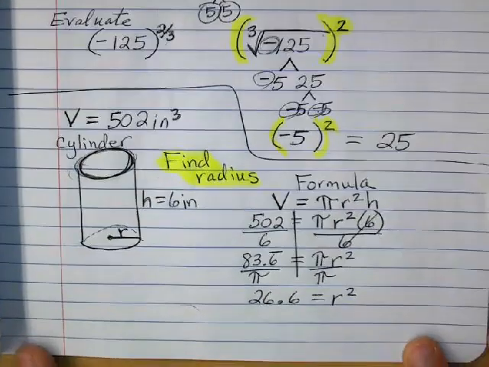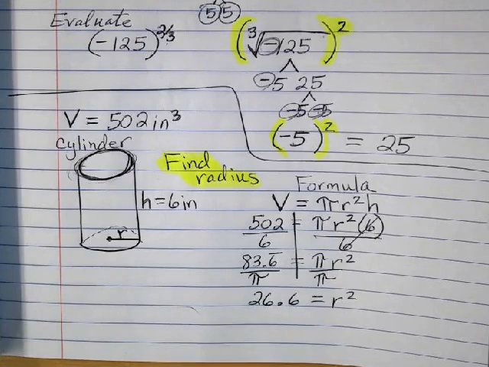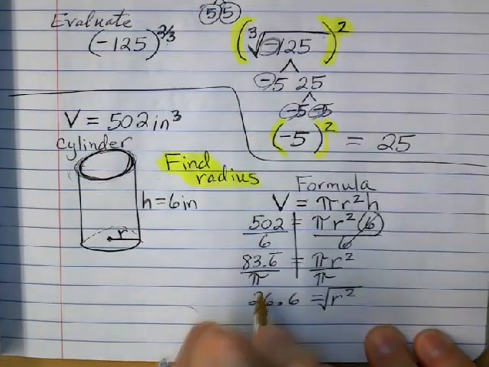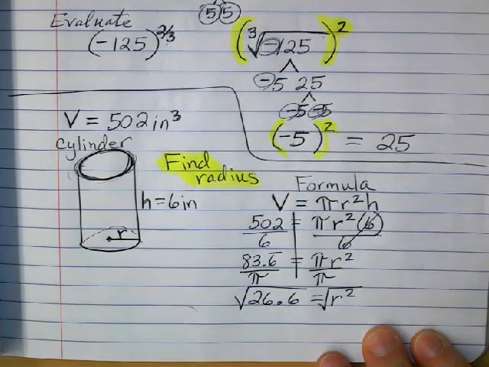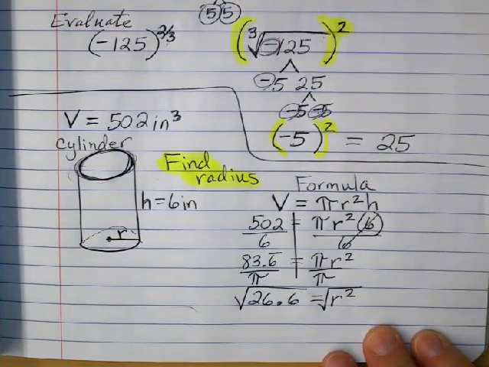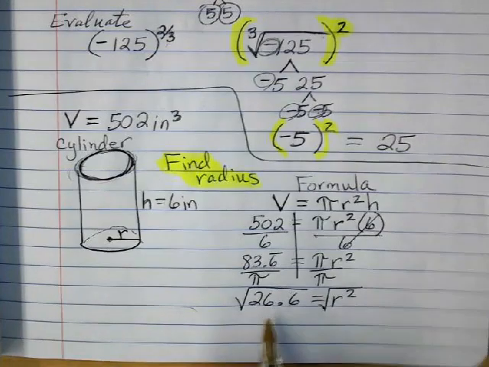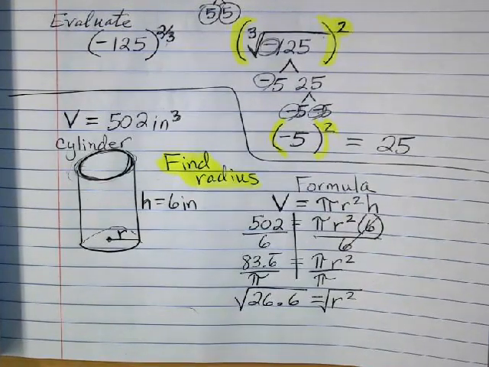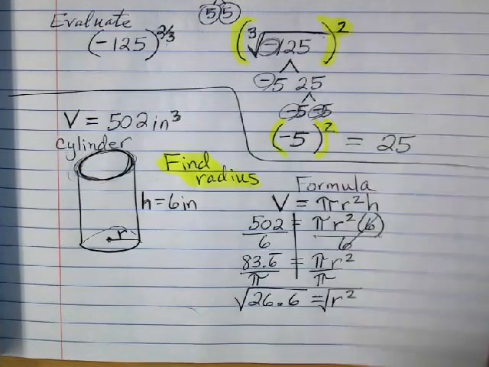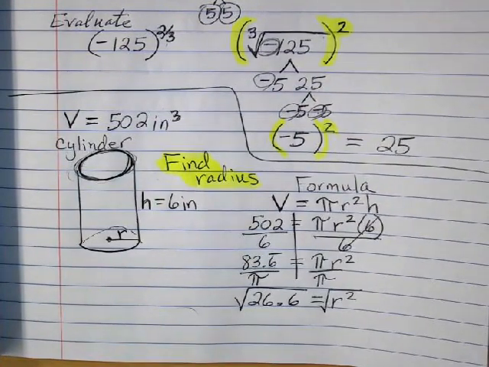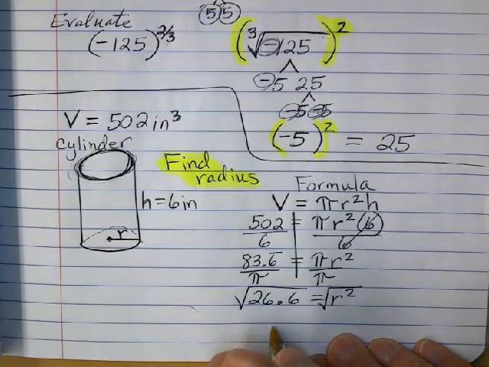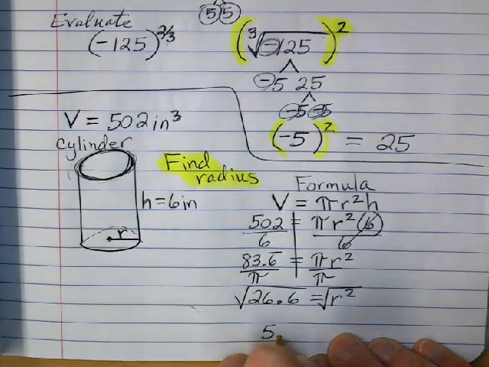Now what? How do you get rid of the r squared? Yeah, now you do the square root. That's why we're learning radicals in this chapter, so you can get rid of these powers. So now you take the square root of 26.6. So I'll just do that on my calculator. Square root of 26.6 equals, okay, let's round it off. I'll just put 5.2, I believe, equals r.